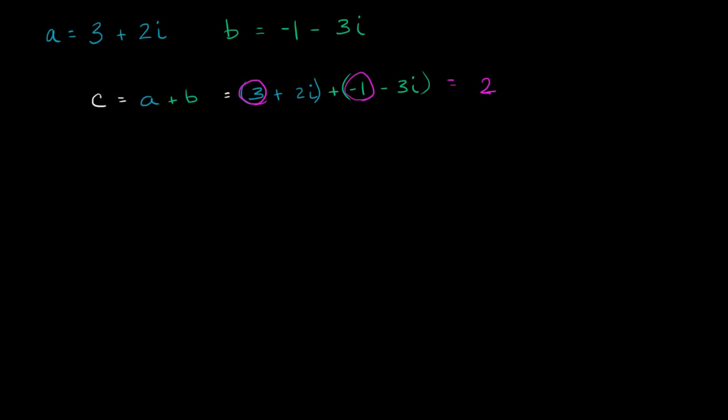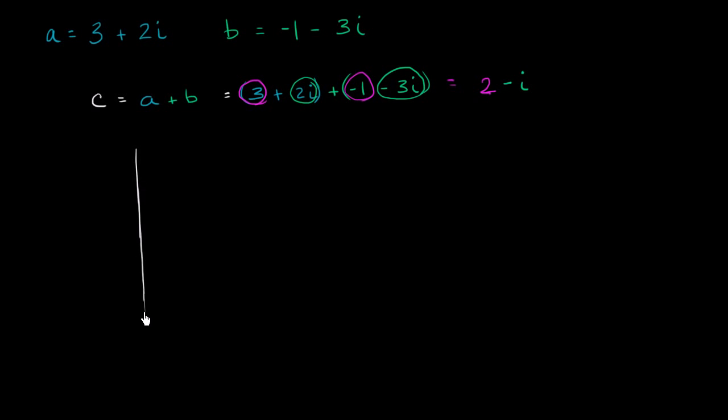And then I can add the two imaginary parts. 2i minus 3i is going to be -1i, or I could say that's going to be -i. So just like that, I added the two real parts, added the two imaginary parts, and I got 2 minus i. And we could also visualize this on the complex plane. We could do that using an Argand diagram.